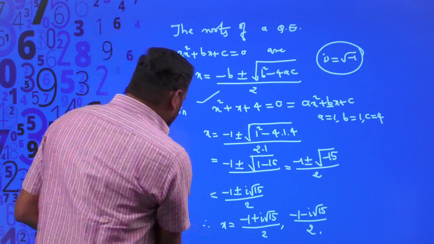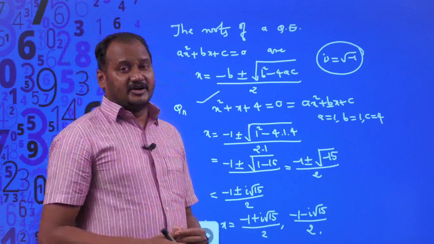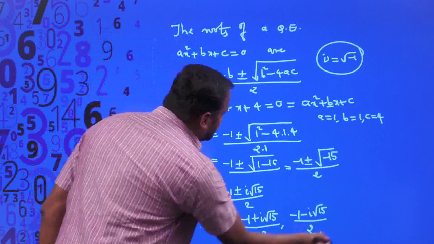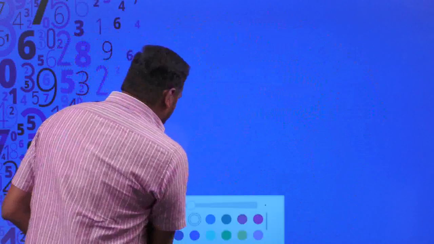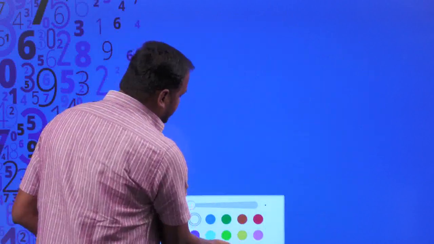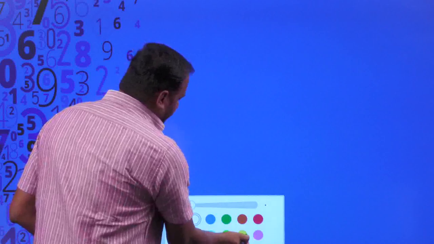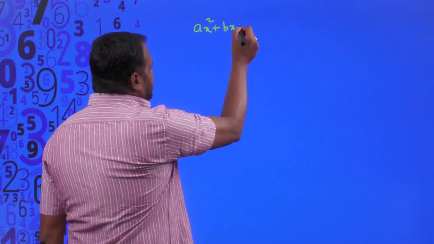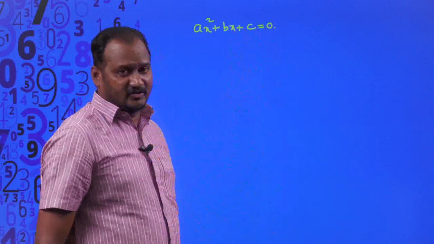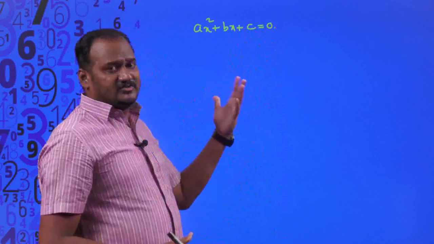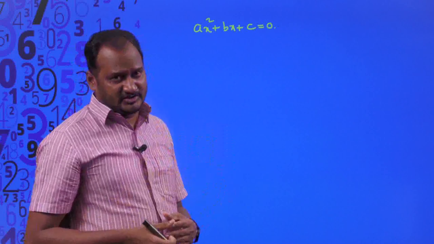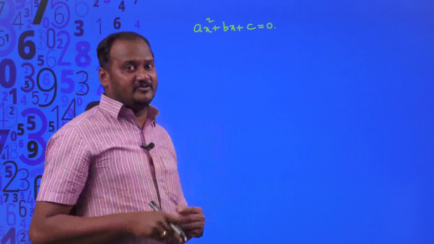And then let us move on to the relationship between roots and coefficients of a quadratic equation. Roots and coefficients of a quadratic equation means, the number of roots of a quadratic equation, as we already discussed, is at the maximum 2. For example, the quadratic equation is ax square plus bx plus c is equal to 0, and we already discussed the roots of this quadratic equation. Now when the quadratic equation is given, we know how to find the roots, but conversely, when the roots are given, how to find the quadratic equation?